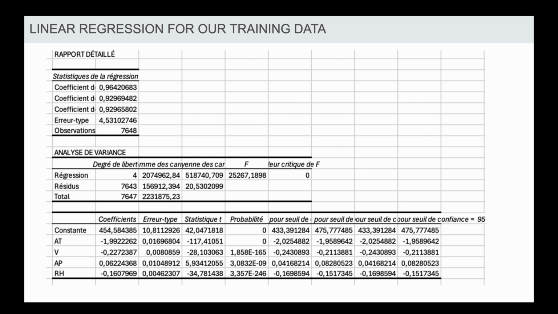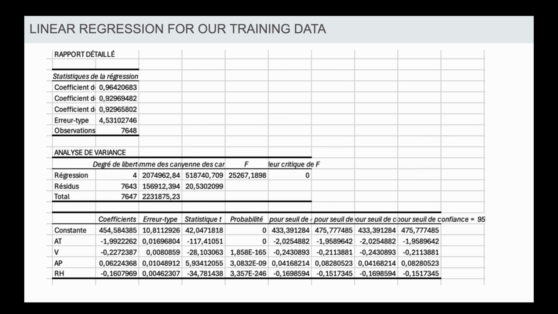So we have done 6,648 observations to find the following data. So this is the data found with only 80% of the data. The R-square is 0.9296. This represents how closely the energy outputs correlate with the environmental readings. The standard error is 4.53.